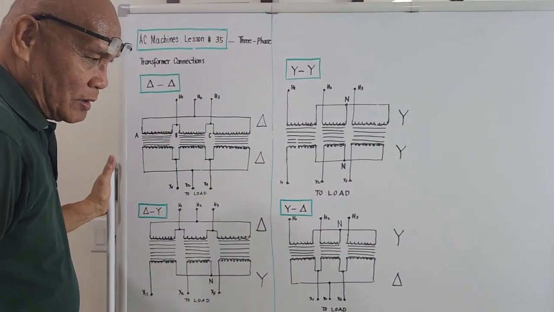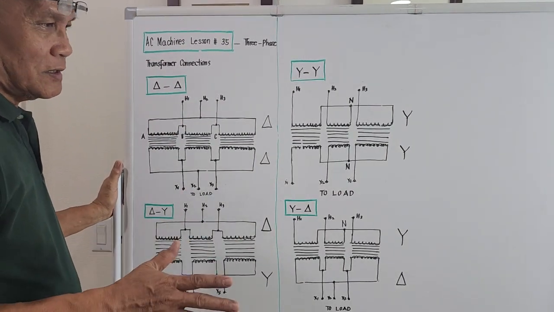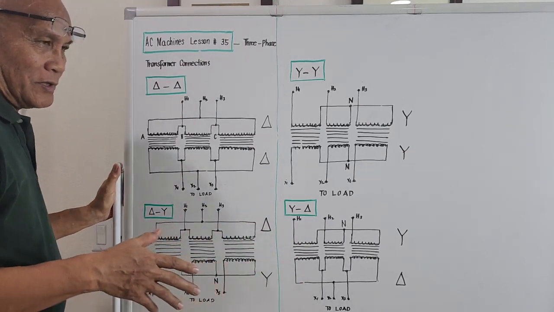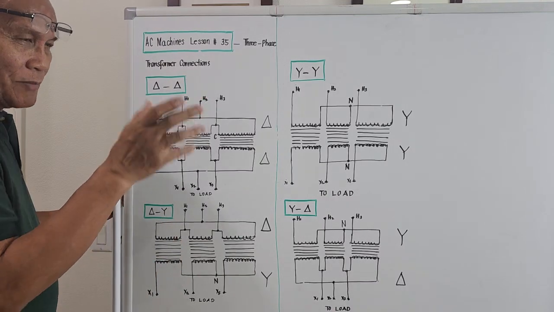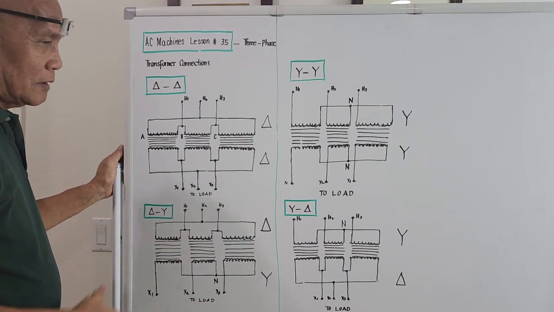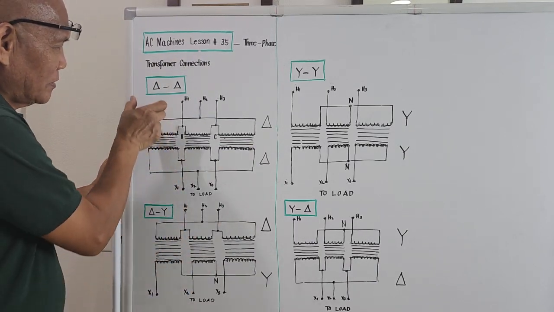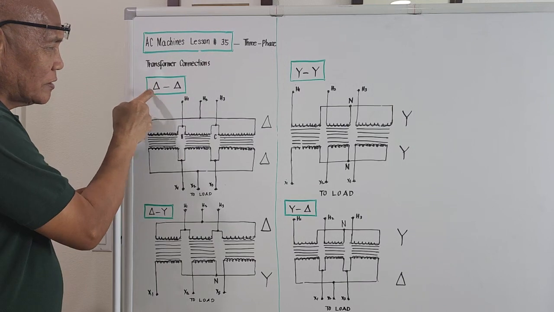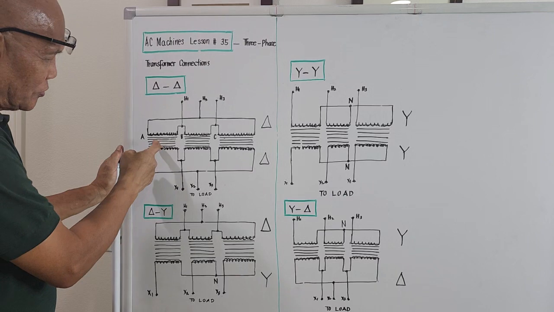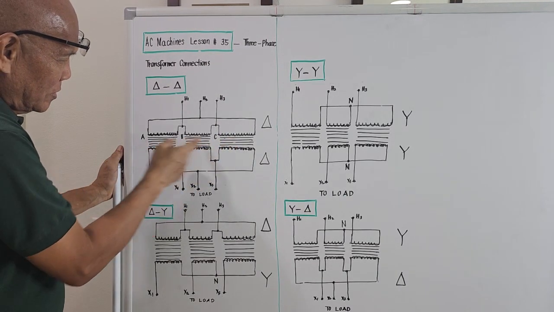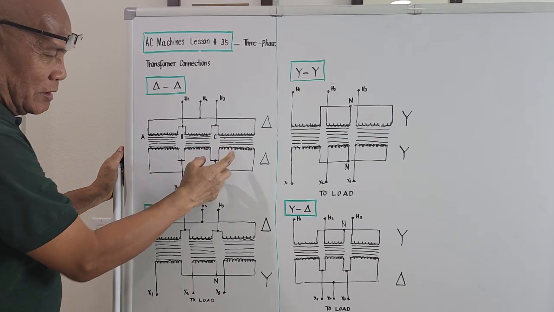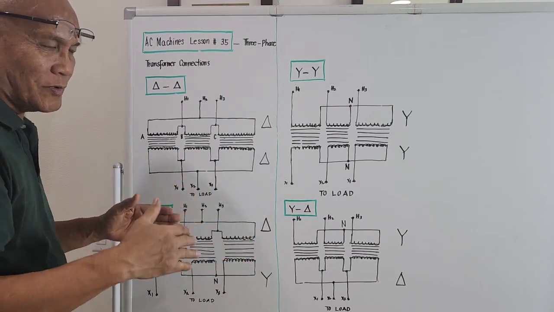Okay, let's proceed. We assume for the meantime that what we are connecting is just a three-phase construction. The number one connection is the so-called delta-delta, meaning the configuration of the primary is delta and the configuration of the secondary is delta. These are just the cores, primary windings, secondary windings. It seems this is the shell type, right?